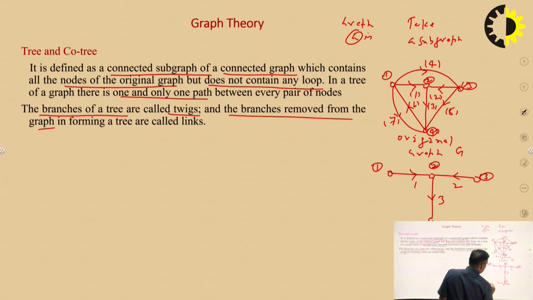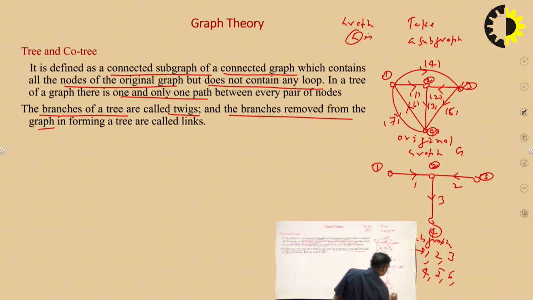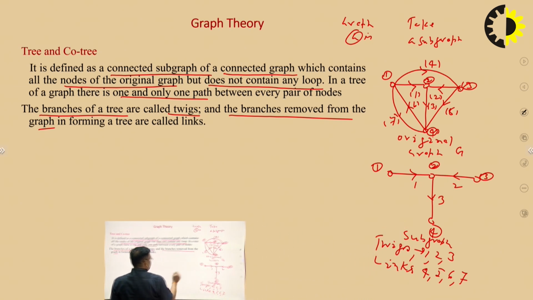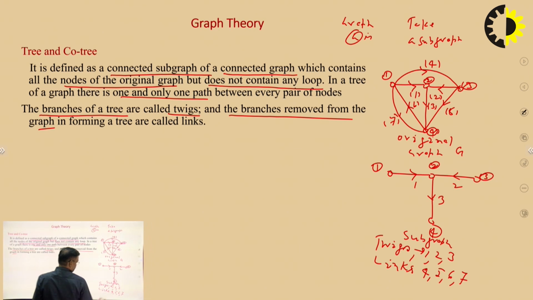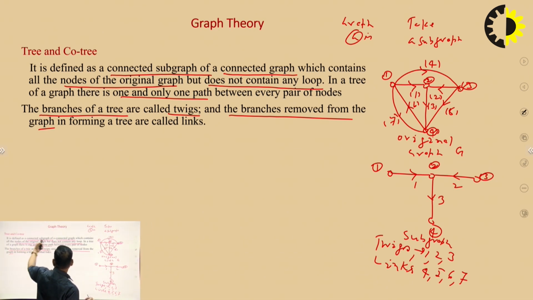So what are the twigs? Tree branches are called twigs. In this case 1, 2, 3 are the twigs. And what are the links? Branches removed from the graph in forming a tree are called links. For this case, the links are 4, 5, 6, 7. So twigs are 1, 2, 3 and links are 4, 5, 6, 7. A tree is defined as a connected subgraph. Connected means there exists at least one path from every node to other nodes of the graph.